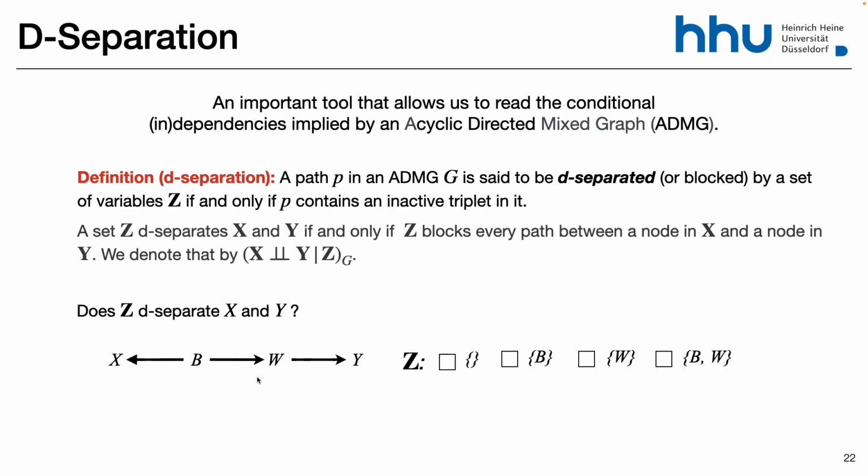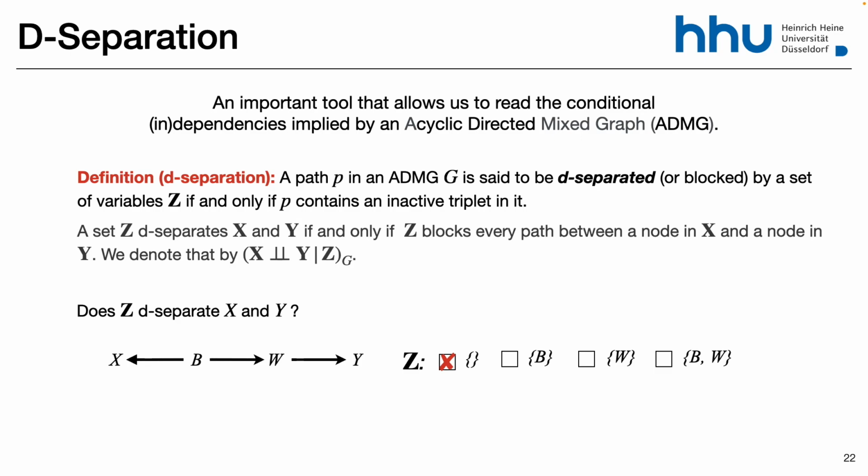So if Z is the empty set, what do you think about the whole path? Is the information from X reaching Y or not? It is. So this path is open, not blocked. They are all synonymous. So if Z d-separates X and Y, then every path is blocked. D-separation is when we block all paths between every X and every Y.